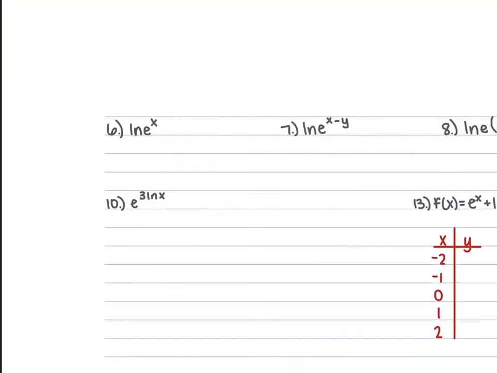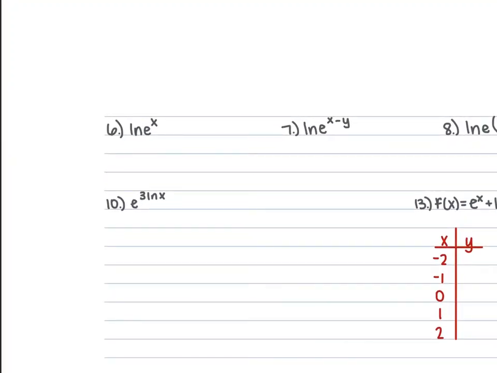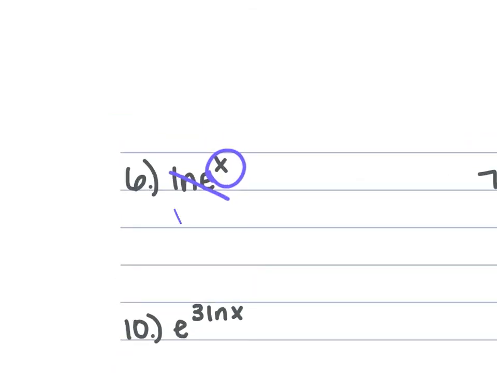For our next example 6, we have ln times e to the power of x, and we're just simplifying these. Remember, when you are multiplying ln and e together, they cancel out, and the only thing you have left is that exponent of the x.